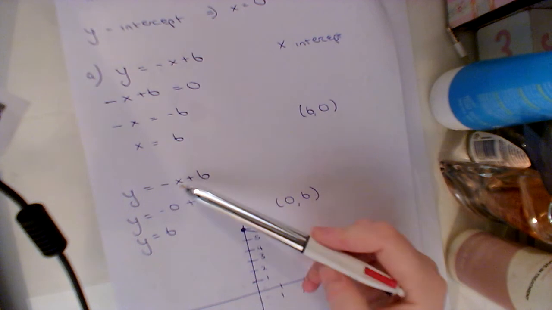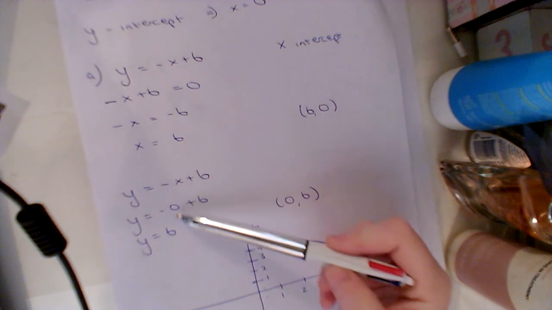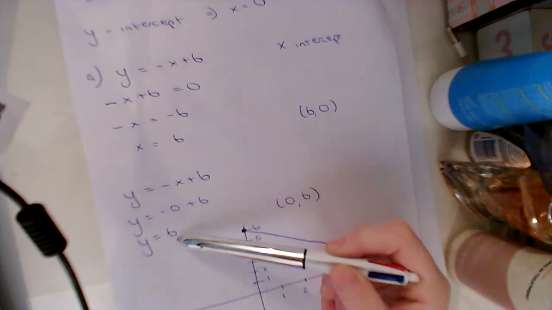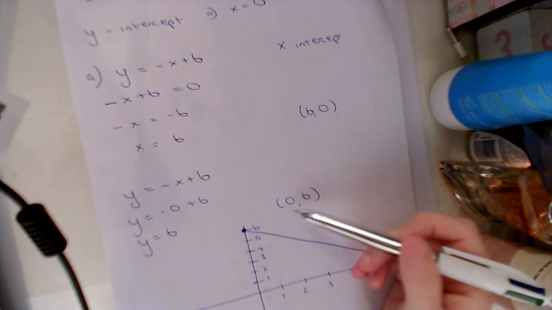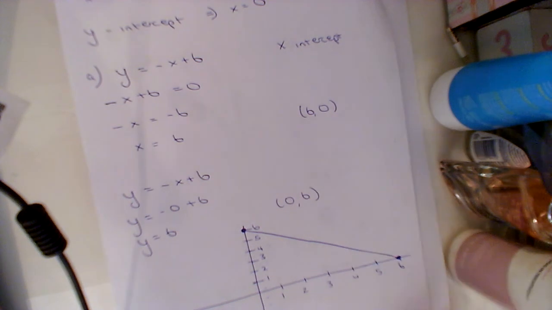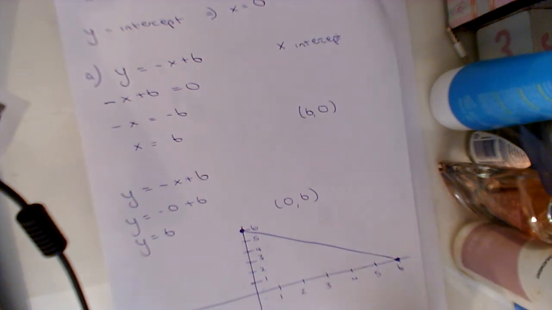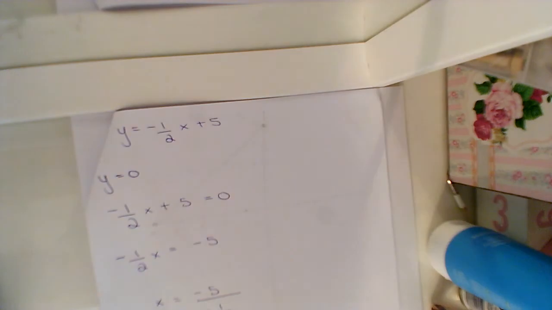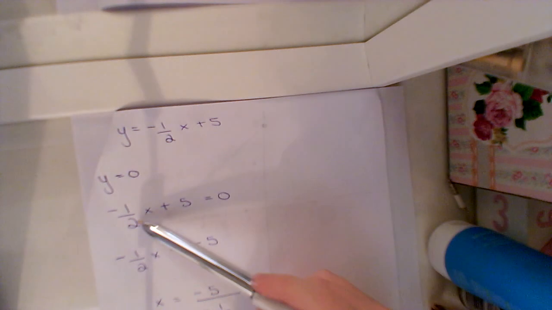Okay, part B then, I have y is equal to minus a half x plus 5. So to find my x-intercept, I let y equal to 0. So I have minus a half x plus 5 is equal to 0. Minus a half x is equal to, I bring this over, it becomes minus 5. I want to get x on its own, so I'm going to divide across by minus a half. So I have 5 over minus a half, and I get x is equal to 10. So my coordinate then for that one is 10, 0.